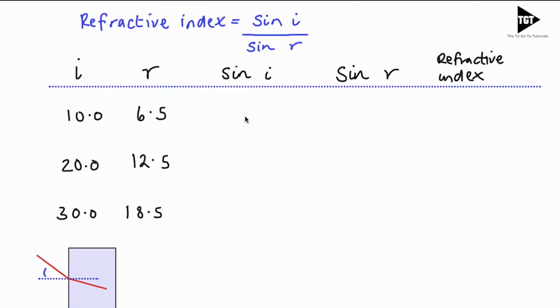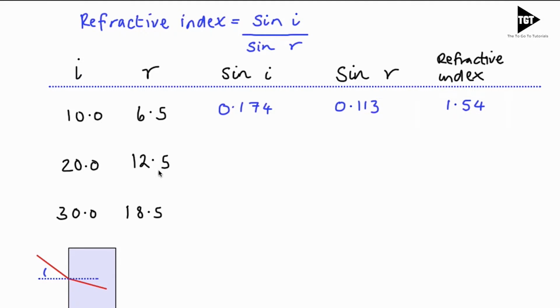For sine 10 degrees, if you type in 10 and then click sine on your calculator, or on some calculators you have to press sine first, but either way you should get a value of 0.174. You actually get quite a long number, but I've just condensed it to 3 decimal places. So for sine I it's 0.174, and for sine R, 6.5, the sine of that is 0.113. And then if we use our formula to calculate the refractive index, sine I over sine R, the answer you get should be 1.54. So the refractive index for this material is 1.54.